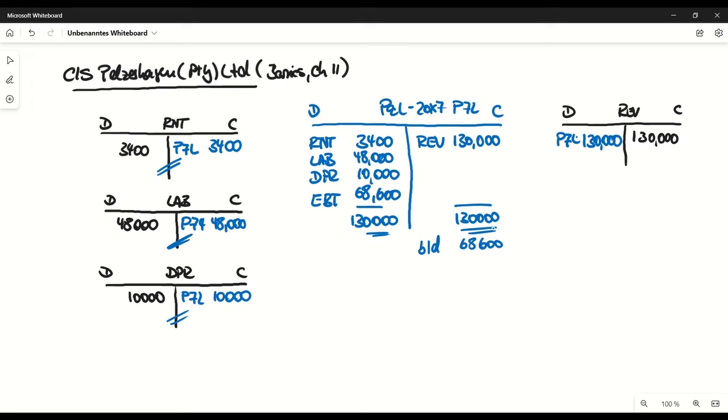Next we have to calculate taxes. We have to multiply 68,600 with 30%. 20,580. The remainder, or 68,600 multiplied with 70%, will give us 48,020.